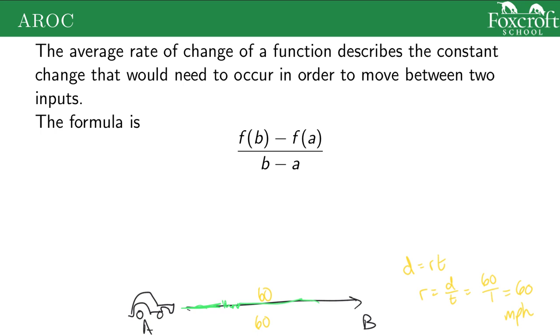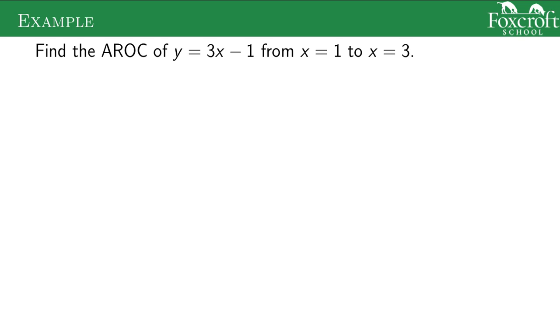All right, so that's the basic idea of average rate of change. If I went just 60 the whole time, it'd be the same as if I went 100 sometimes and 20 other times, and it averages out to 60. That's the average value. And the formula for a function looks like this. You take the output at B minus the output at A, and then divide it by the inputs, B minus A. As an example, let's find the average rate of change of the function y equals 3x minus 1, from x equals 1 to x equals 3.